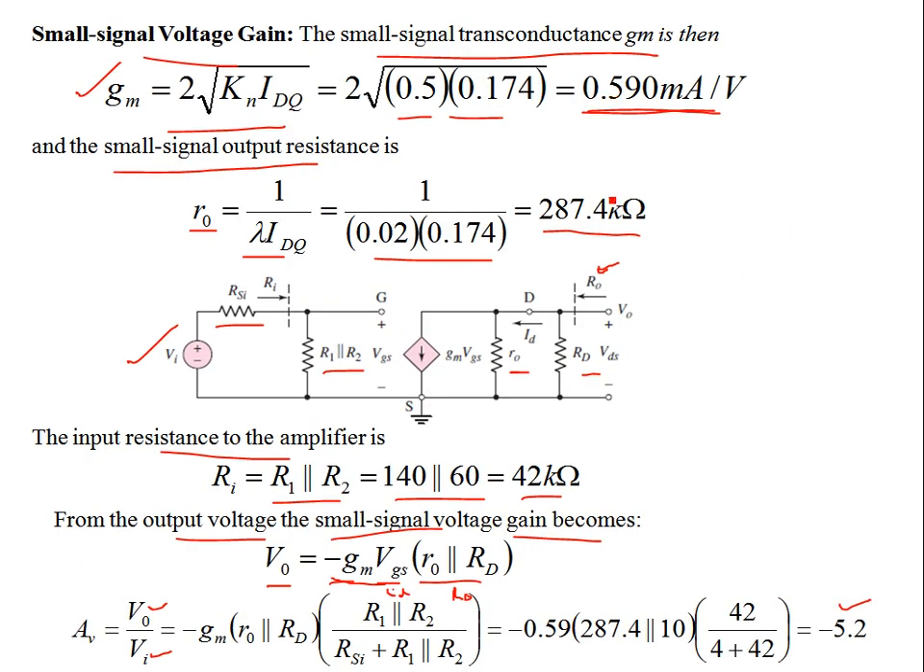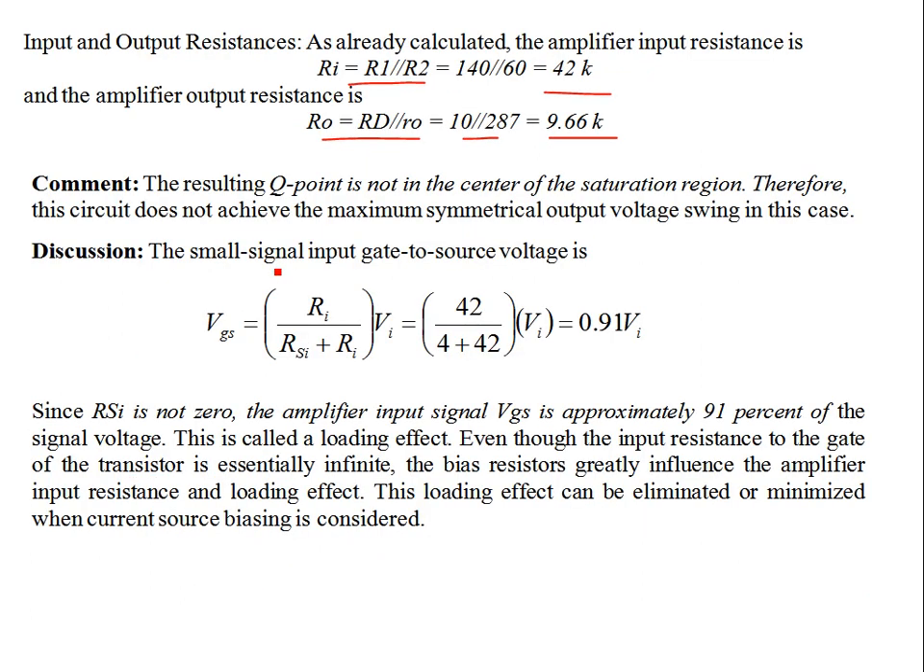So all that you need for the AC parameters to construct the AC equivalent circuit, which includes the small signal model of the transistor, is the transconductance gain gm over here. You have R0, the output resistance, as well as the combination R0 parallel RD. We evaluated R0 first. Then we have the input resistance RI. So everything is known for the small signal AC model.